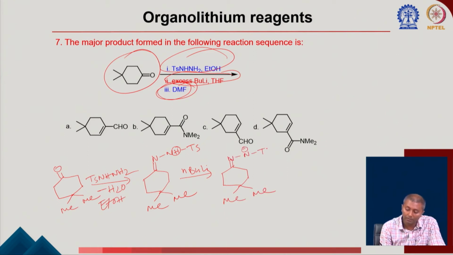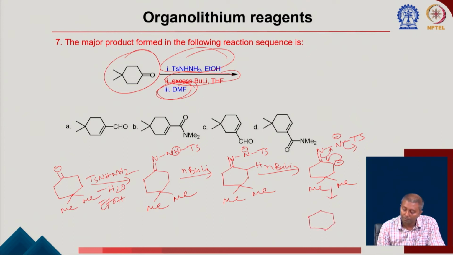N minus Ts. If you have more n-butyl lithium, so next this will be the acidic proton. So this will be taken by n-butyl lithium to generate the corresponding carbanion. This will come back. This will form a nitrogen-nitrogen double bond, getting rid of the tosyl. The nitrogen minus and double bond here. This minus will come back and cleave this carbon-nitrogen bond.